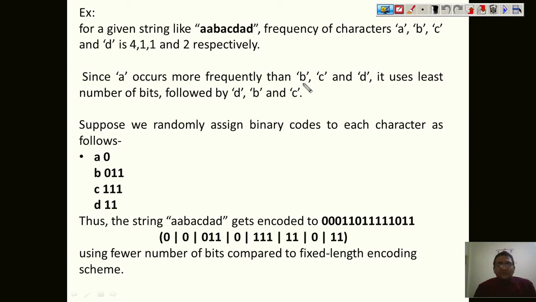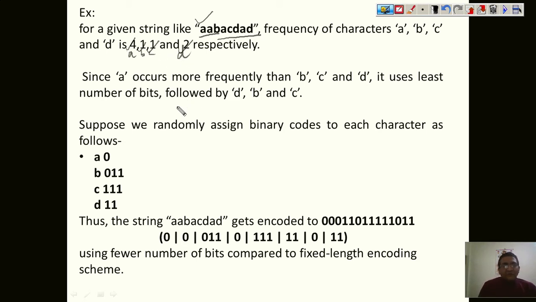Now let us take an example to understand it in a better way. We have a string: A, A, B, A, C, D, A, D. This is a string where we can see the characters involved are A, B, C, and D. The frequency of the characters in this given string is: A is occurring 1, 2, 3, 4 times, B is occurring 1 time, C is occurring 1 time, and D is occurring 2 times. Here A is occurring the maximum number of times, so A has the highest frequency, then we have D, and then we have B and C.